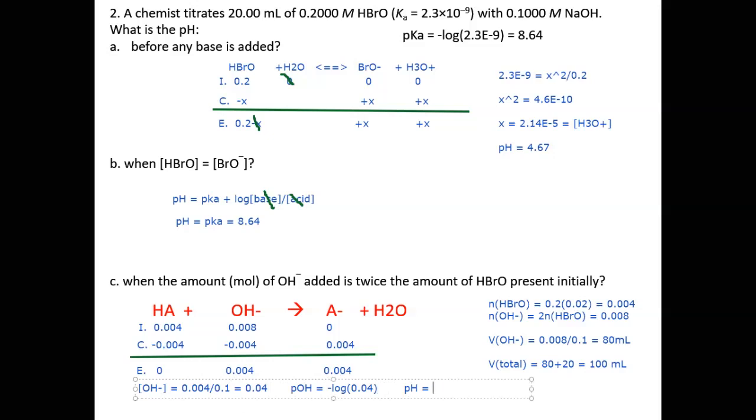Oops, I didn't even work it out. 1.40. And then pH is 14 minus 1.40, which equals 12.6. So that's the pH when you add double the amount of moles of strong base. All right.